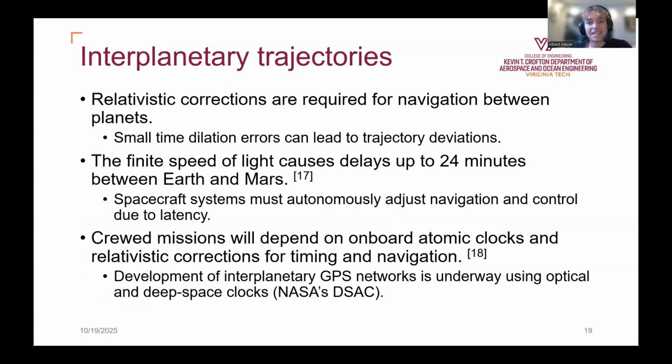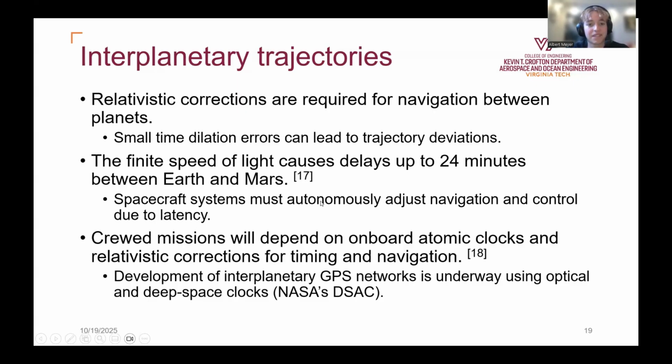So lastly, we'll just talk about maybe some future work, which is interplanetary trajectories. This has been a hot topic lately, especially with talking about sending manned missions to Mars. If you're going to travel to other planets, you're going to want to use relativistic corrections, whether you're using gravity assists or not. It's going to be a long mission and small time dilation errors will definitely affect your trajectory in a significant way. The finite speed of light causes big time delays, which is within the theory of relativity, so I felt it was important to include it.